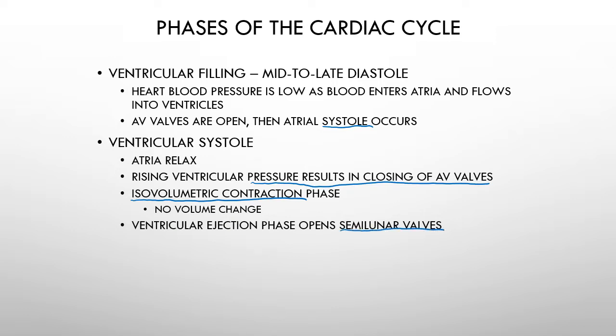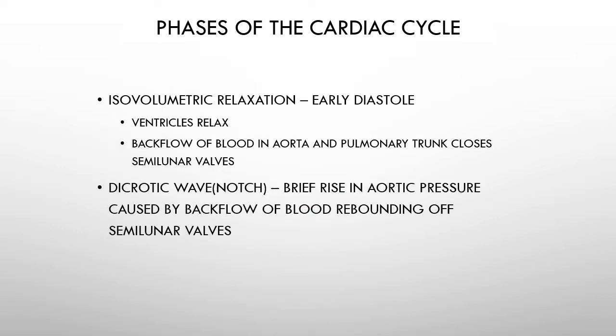And so ventricular ejection begins once we've risen above the pressure inside the aorta and above the pressure inside the pulmonary trunk to blow open those semilunar valves. Then the volume is going to start to decrease, and we have ejection of the blood. Now we're going to go into a period of time where the ventricles are relaxing. They're no longer contracting. So we're in ventricular relaxation.